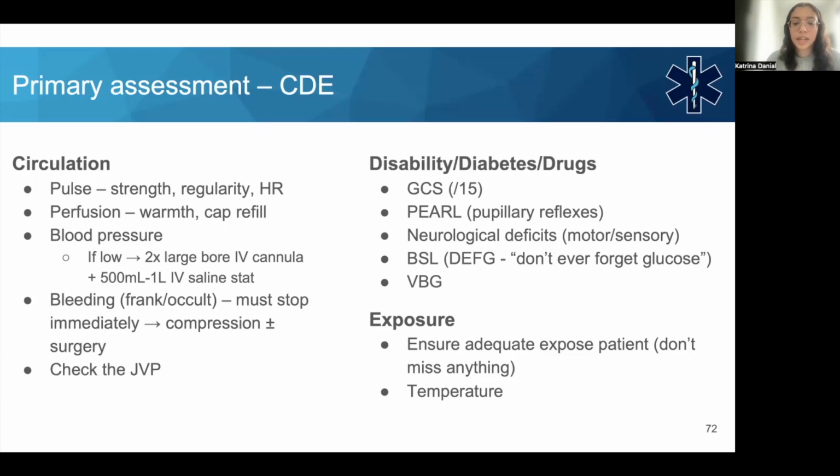And then E is for exposure. So we want to check, have we missed anything else? Does the patient have a temperature? Do they have any rashes? Do they have any injuries that we can see? So that's your primary survey. That's your approach to the unwell patient. You can't go wrong if you follow this until the right help comes to help you.